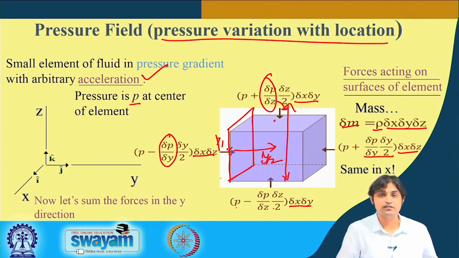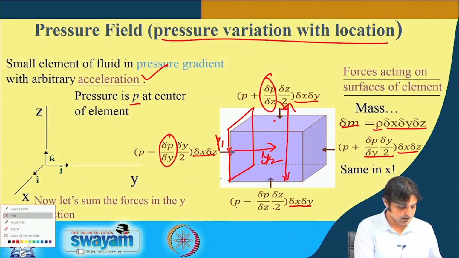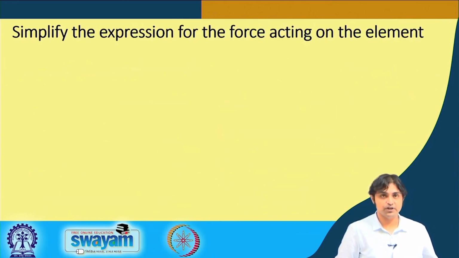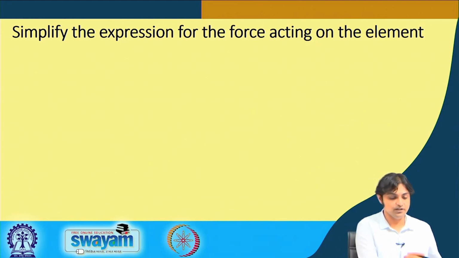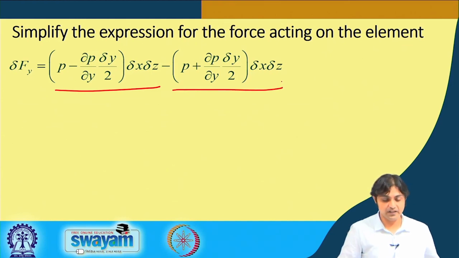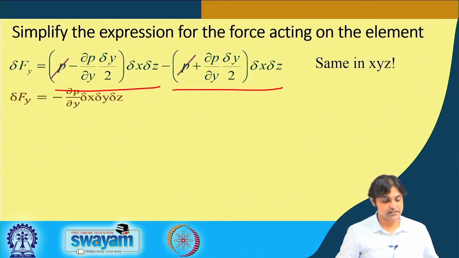Okay. So as we have already written the forces here on all four sides, we are going to do the force balance here. As I said, I will try to erase so that you are able to follow. Great. So now we have to simplify the expression for the force acting on the element. Very simple. So in the y direction, this was the pressure force, minus this force, this was acting on this side, and this force was acting from the right. So P and P can get cancelled. We will have the same in x, y and z.